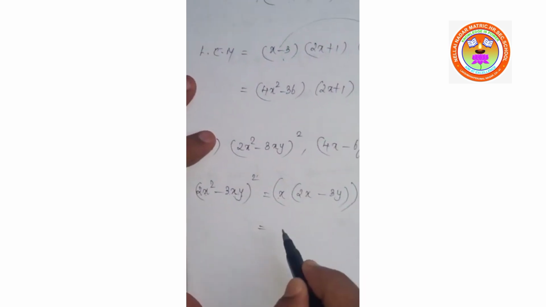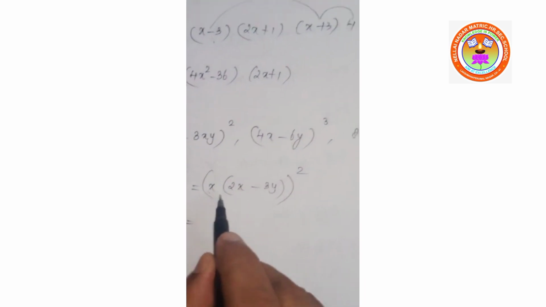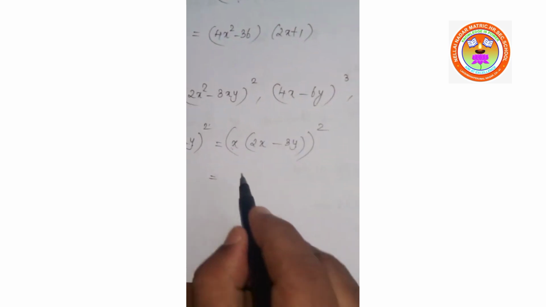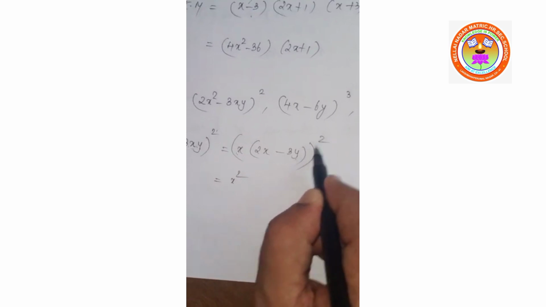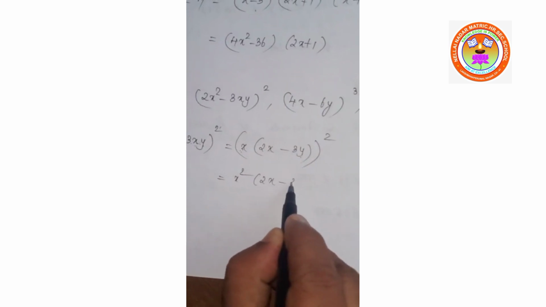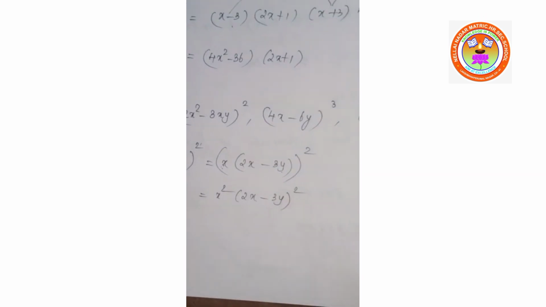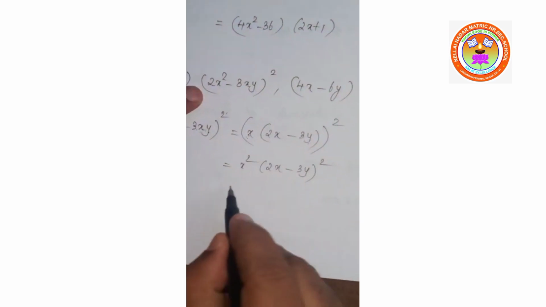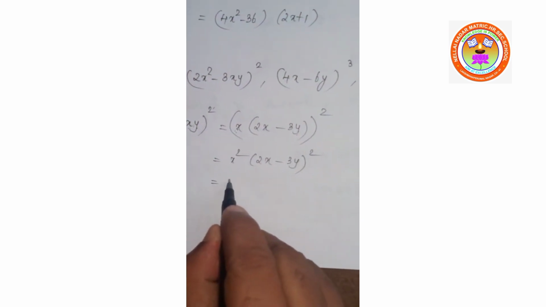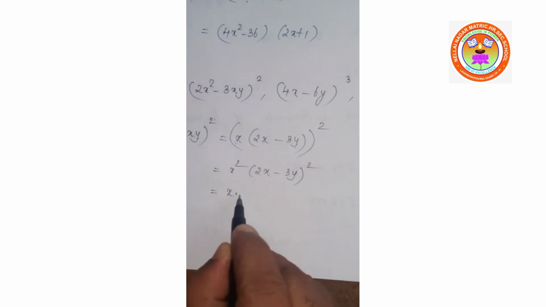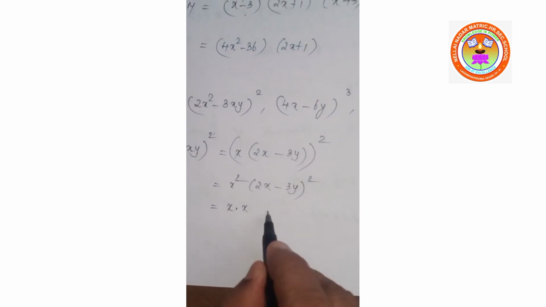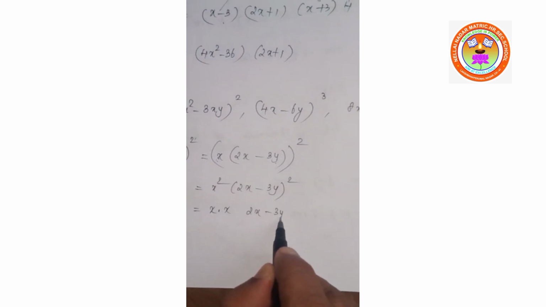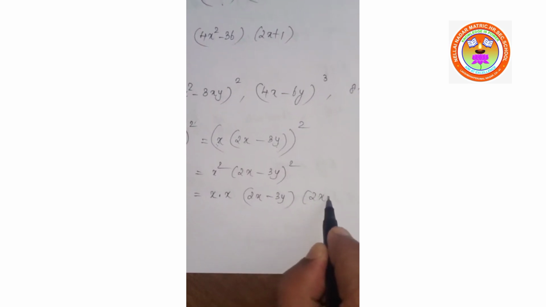That is equal to, the square is common for x as well as 2x minus 3y. So x squared as it is, then 2x minus 3y the whole square. That is equal to x squared, you can write x into x, and 2x minus 3y the whole square equals 2x minus 3y into 2x minus 3y.